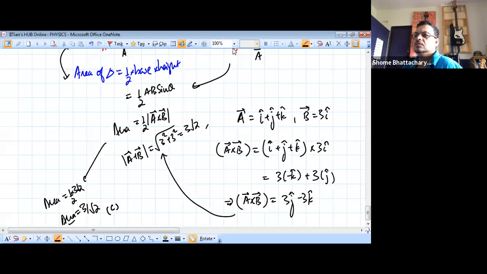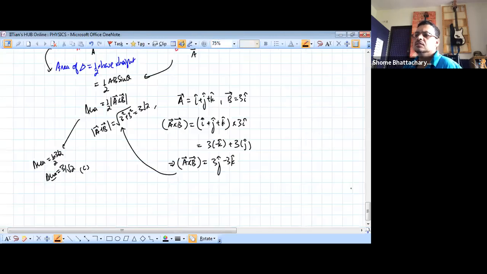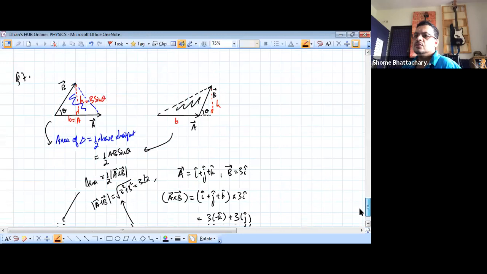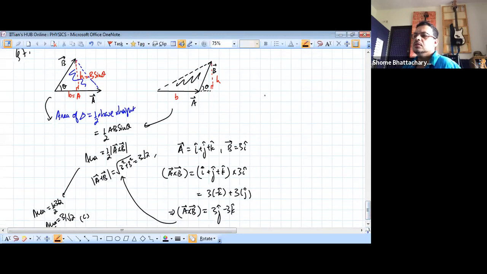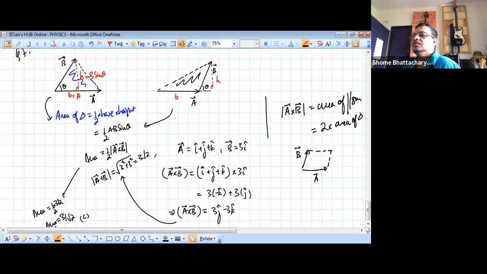So just make sure you remember this. We had discussed in the definition of cross product that the magnitude of the cross product is the area of a parallelogram. That is the same as 2 times the area of the triangle. If you draw the vector parallelogram, it has an area which is twice the area of the triangle.